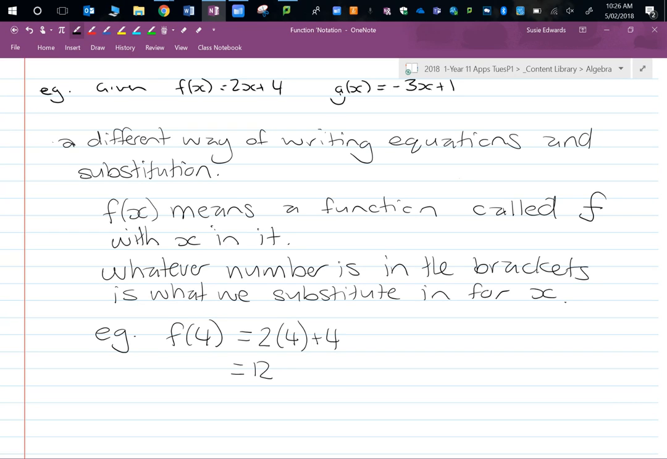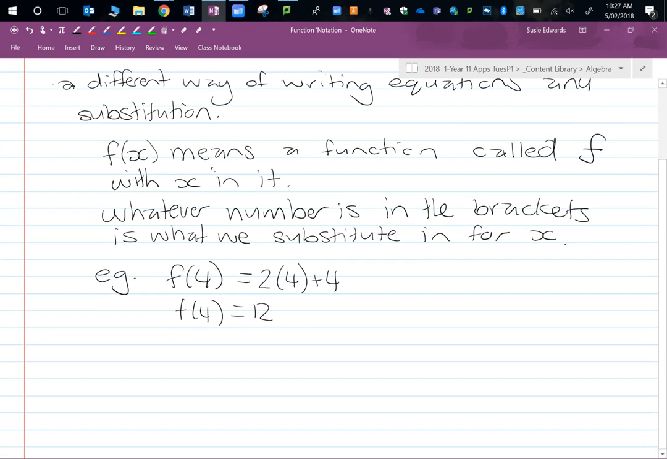Okay, because the question is f4. So I've given you that as a question, f4. So it's like me saying, given this equation, evaluate it if x equals 4. Instead of me writing x equals 4, this tells me I'm using this equation, x equals 4, because whatever's in the brackets is what x is going to be subbed into. Okay, we'll try a couple more. So f of 4 equals 12.